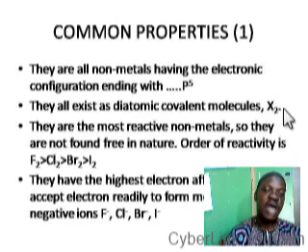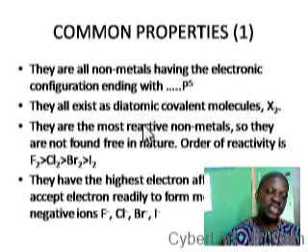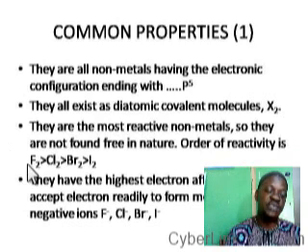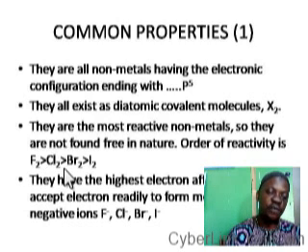In the periodic table, among all non-metals, there is no non-metal that is more reactive than halogens. They are the most reactive non-metals, and the order of reactivity is what you can see. Fluorine is the most reactive among them, followed by chlorine, followed by bromine, followed by iodine.